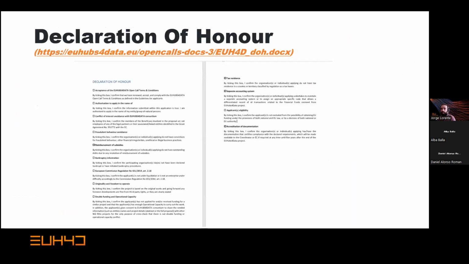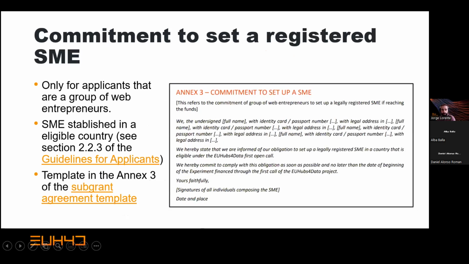So one of the documents that applicants must fill in and upload in the application form is the Declaration of Honor. This declaration can be downloaded from the project webpage, and you can see the link here. It is a declaration where applicants sign that they agree with all terms and conditions of the open call and other general clauses. Before uploading the document, it should be signed by a legal representative of the SME that is applying to the call. Another document to be uploaded to the application form is the commitment to set up a registered SME. But as I said before, this document is only mandatory for applicants that are a group of web entrepreneurs.